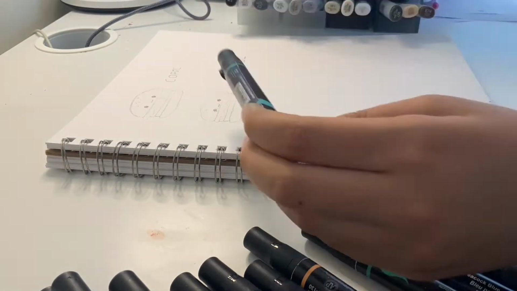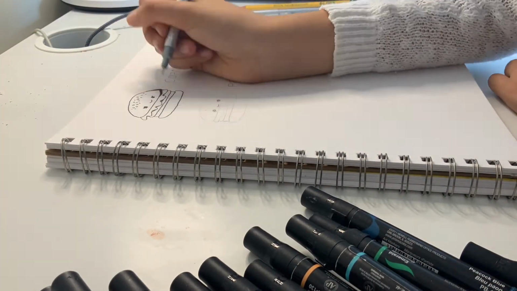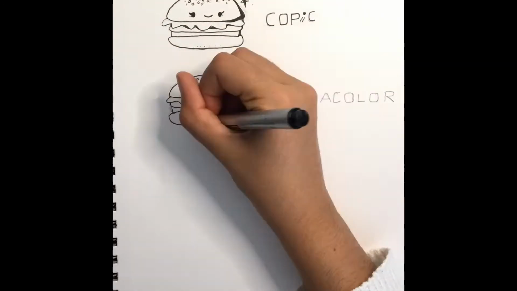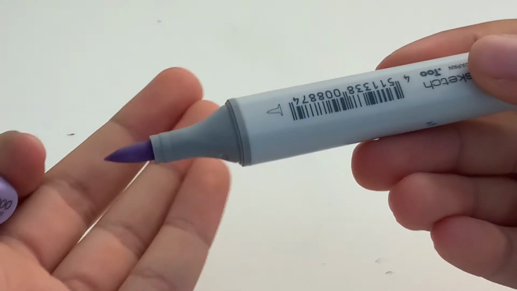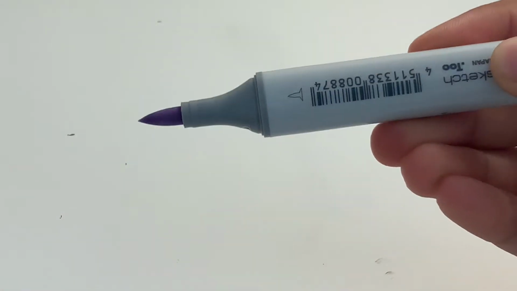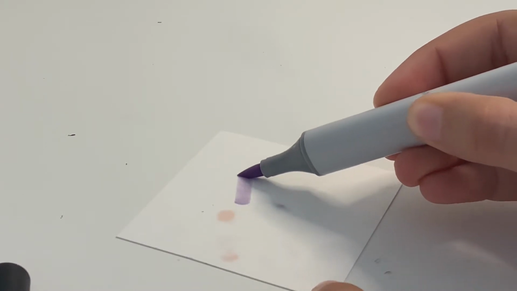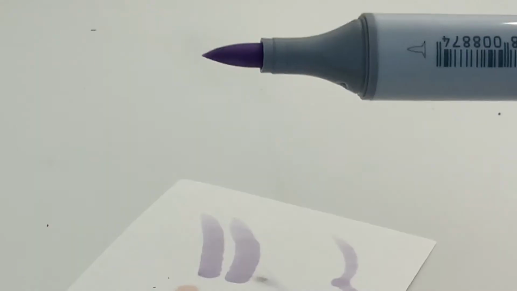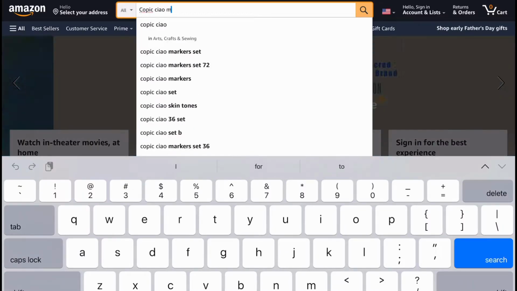To get started with today, I'm going to be comparing Copic markers and Prismacolor markers. To get started, I'll talk about Copic markers. Copic markers have a very nice brush nib. I think that might be half of the reason why they are so expensive. They're very expensive. But what's nice about Copic markers is they have four different types of their marker.